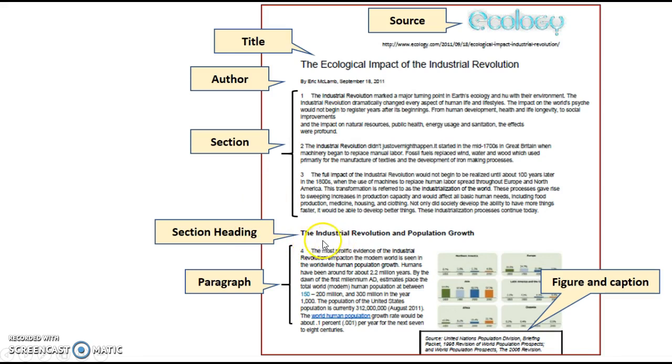The next section heading, the Industrial Revolution and Population Growth. We know that this section will be about the connection between these two things, the Industrial Revolution and population growth. And here we have a graph that probably relates to population growth. We can see differences. And we also have information about the figure or the graph. It can give us information or it can give us the source.